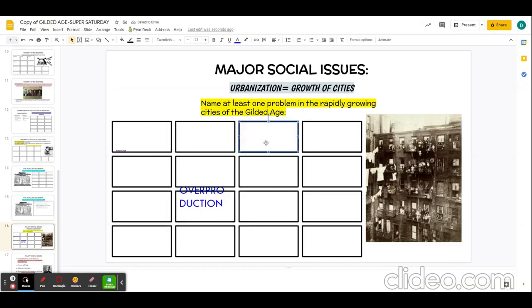Overproduction, we will see unsanitary living and working conditions.